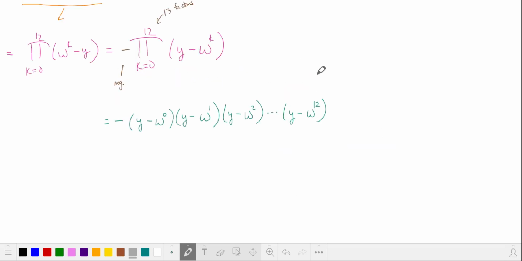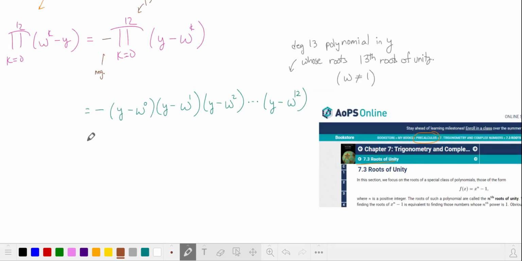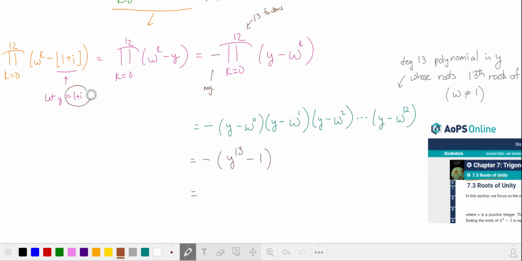If we multiply these factors, we see that we get a degree 13 polynomial in y, whose roots are the 13th roots of unity. This is because we're given in the problem statement that omega is not 1. If you're unfamiliar with the roots of unity, there's a great explanation in the AoPS textbook Precalculus in section 7.3. It steps you through the whole thing. As the 13 roots of unity, these are the solutions to y to the 13 minus 1. We'll substitute back in 1 plus i for y.